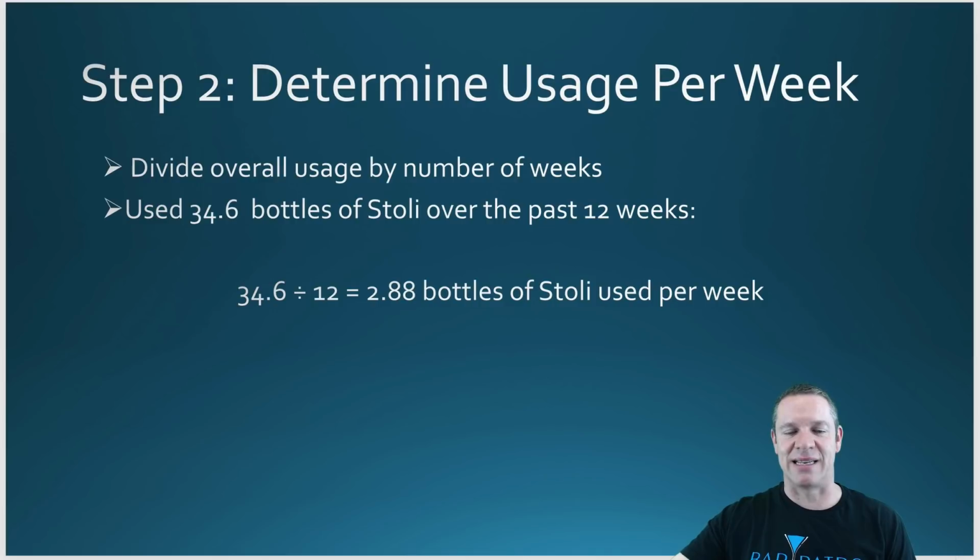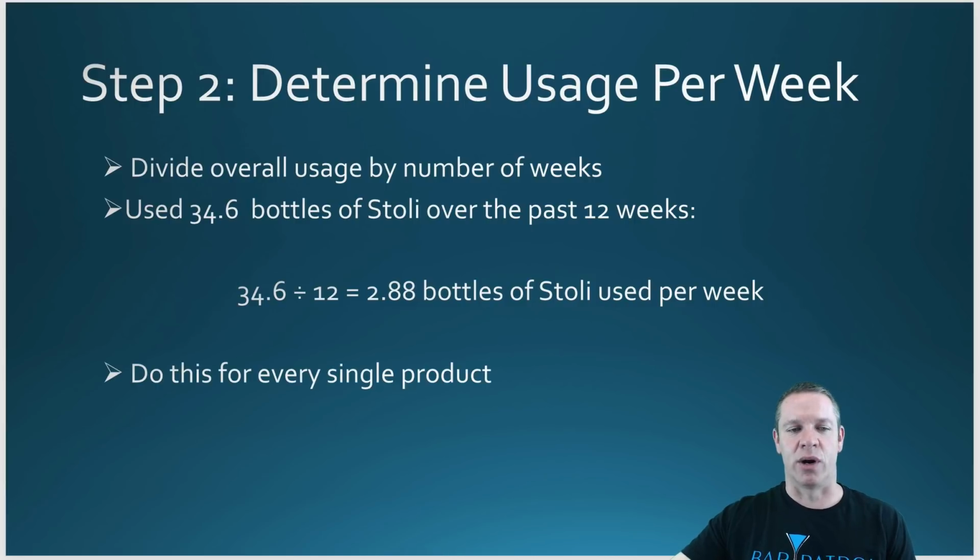We're gonna divide that by 12 and get 2.88 bottles of Stoli used per week. All right, at this point, we're gonna do this for every single product. It sounds tedious, but once they're set up for good, you're good to go. It's gonna make your ordering a lot easier.